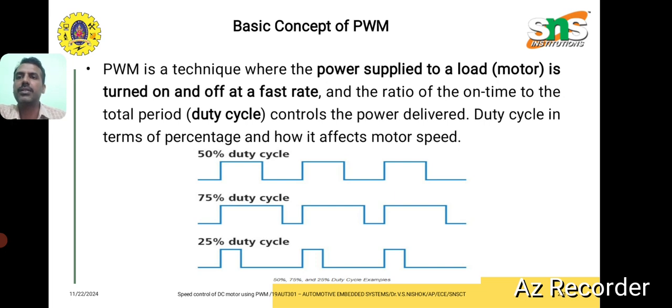So for a 50% duty cycle, 50% of the given power will be given as the input to the motor, that is the load. 75% means that 75% of the power will be given to the motor, and a 25% duty cycle means only 25% of the given power input will be given to the motor. So that is the difference here.